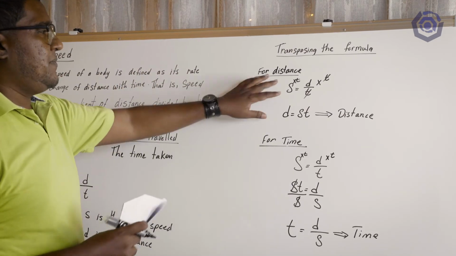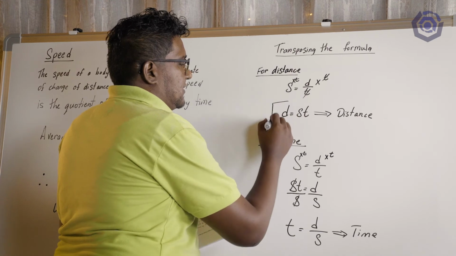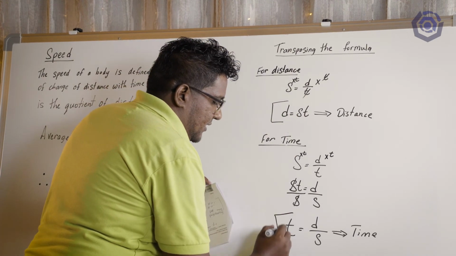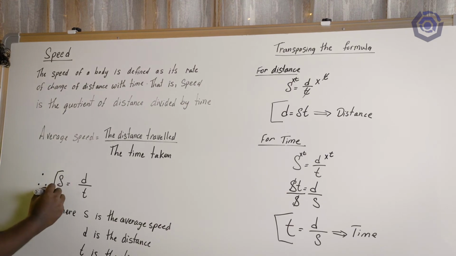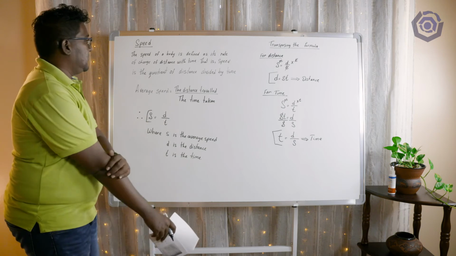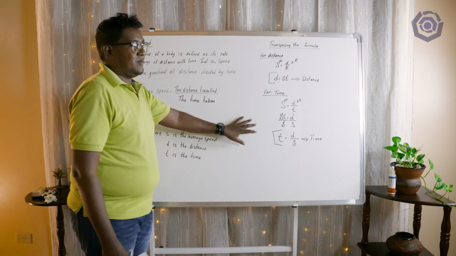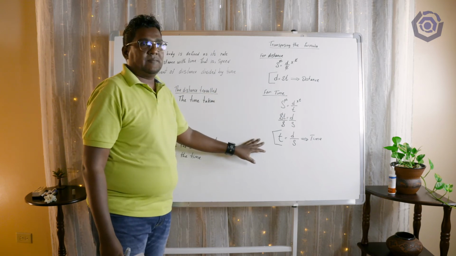So you don't have to remember the whole transposition process. All you have to remember is the distance formula, the time formula, and our average speed formula. So now we're going to go to some examples where we're going to use these formulas to calculate the average speed, the distance, and the time.